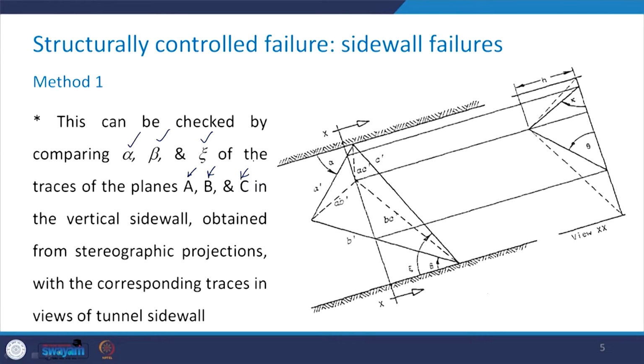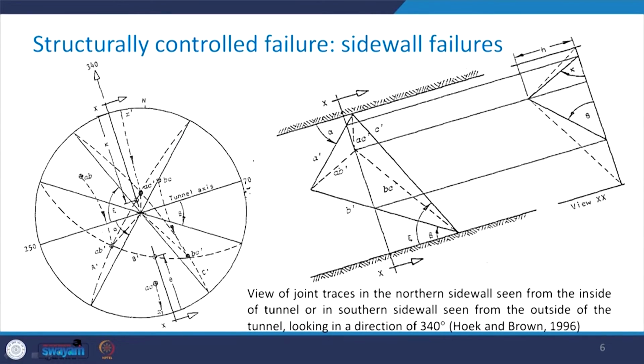Again, we take a look at both the views together. See here, this is the angle alpha, this angle is angle beta and this angle is angle zeta. Now, if we get the alpha, beta and zeta from this view and compare them with what we got from this view, they will work out to be the same.